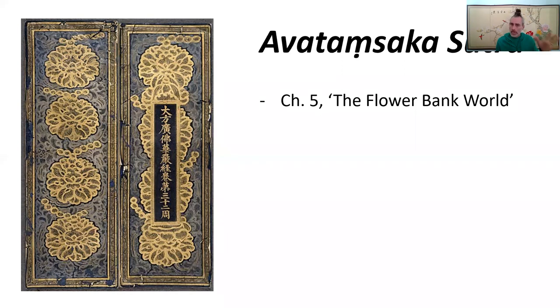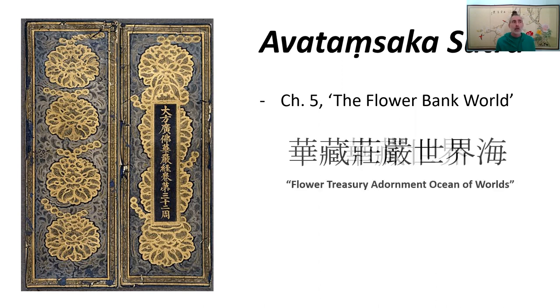But if you actually take a look at chapter 5, you realize very quickly that the flower repository world or the flower bank world is an abbreviation of a much longer title, so that's the Chinese there of the Huayan world, the flower treasury world. But it's actually called, in that chapter, the Flower Treasury Adornment Ocean of Worlds. And it's very important, of course, the title of my talk tonight is Oceans of Worlds. And I get that term from chapter 5.